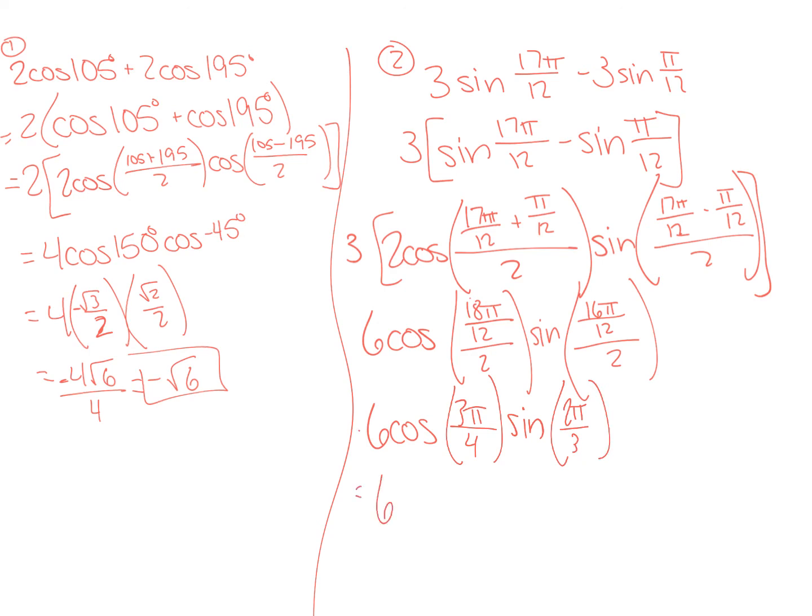And 6. And then cosine of 3 pi over 4 is a negative root 2 over 2, if you locate that on your circle. And then sine of 2 pi over 3, located on your circle, that is root 3 over 2. Multiply all of that together and you get a negative 3 root 6 over 2 after simplifying it down. And that's it.